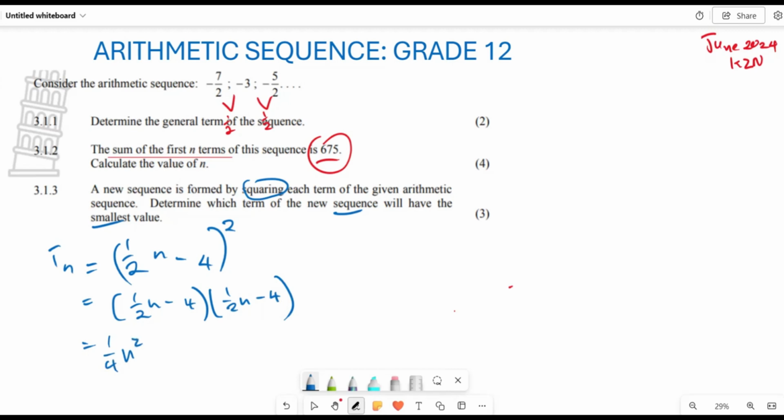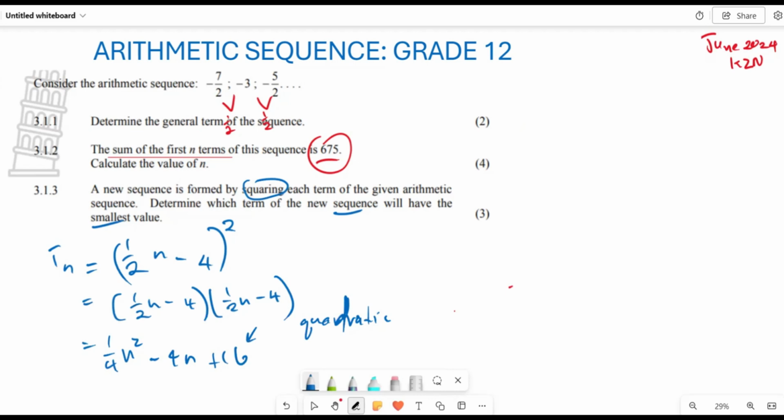Now this is 1 over 4 n squared. This is going to be -2 and -2, so I think this is going to be your -4n. And then -4 and -4 gives you +16. Are we together? Now, this is going to be the new function that you're going to have. I want you to look at something here. Can you see that this is a quadratic function? Are we together?